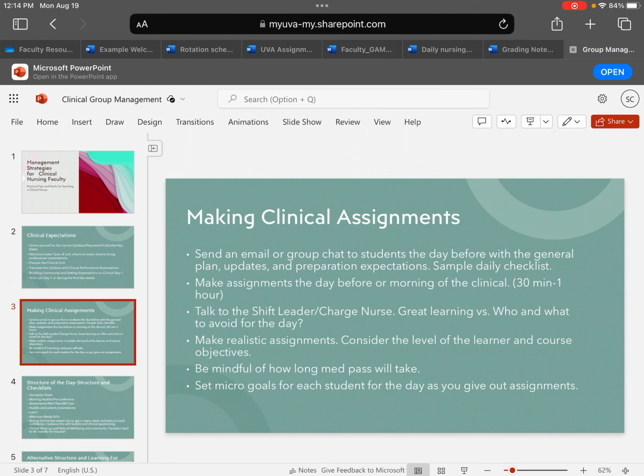You want to make realistic assignments with your med pass in mind. Be very mindful that it can take up to 45 minutes to give meds with one student, depending on how often they've given medications and how much training they've had prior to starting the clinical. So my rule is that I give less complex patient assignments to the students that are going to be giving meds in the morning. The morning med pass is usually your heaviest.